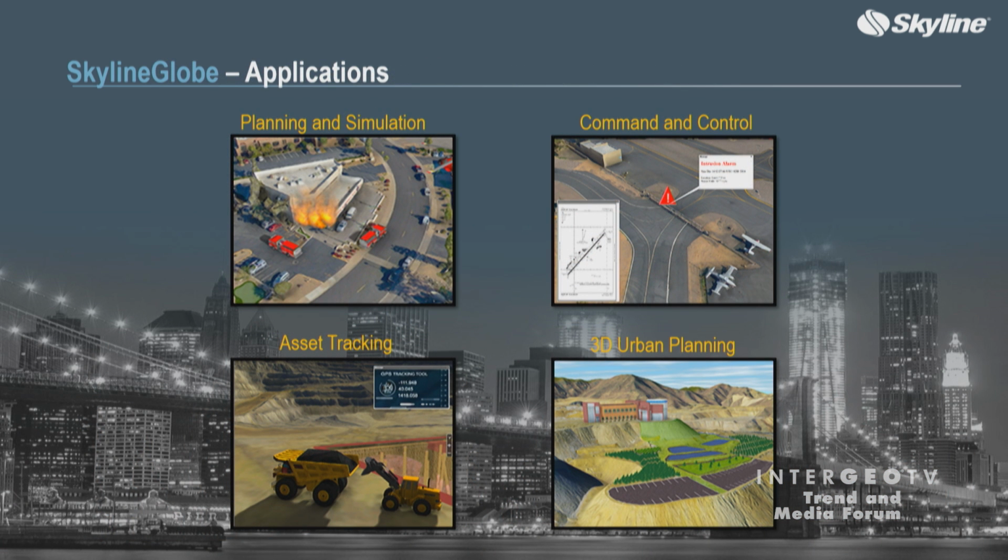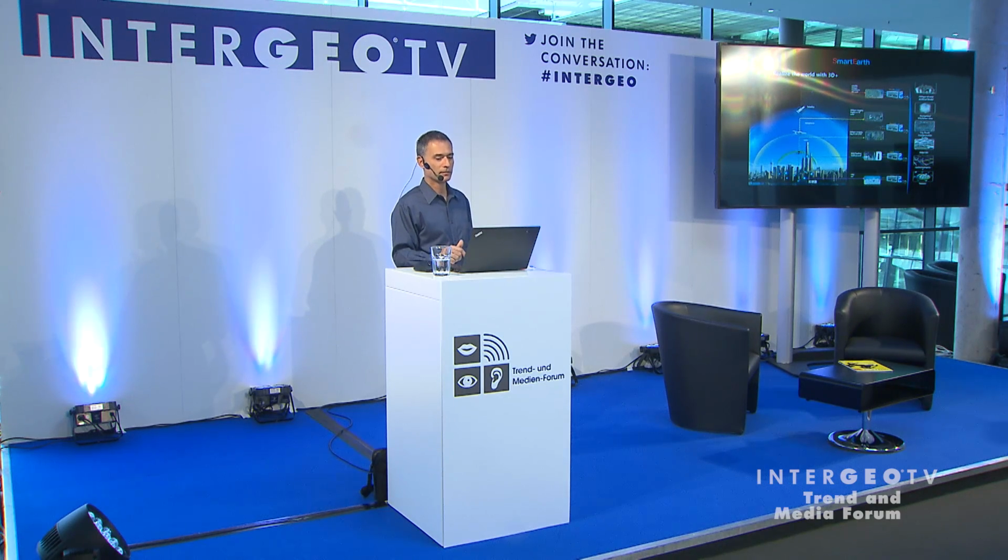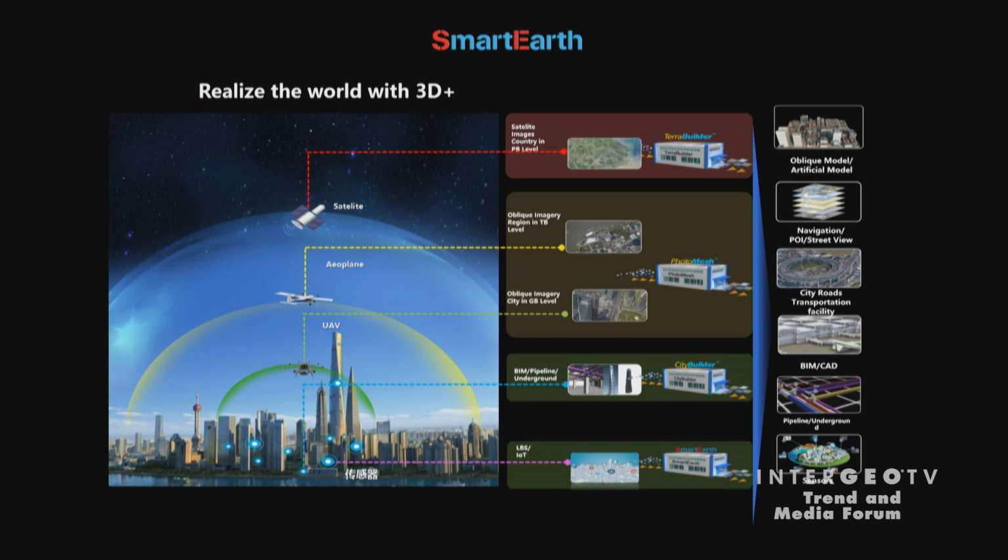And commercial applications include planning and simulation, and we're going to see some examples of that, command and control, urban planning, and again, many, many other types of applications. And as a good example is our joint venture in China, where they have over 1,000 organizations as customers using the Skyline Globe technology. Smart Earth is our joint venture in China, and they are creating solutions which span from the data collection through the utilization of the data and customized applications.